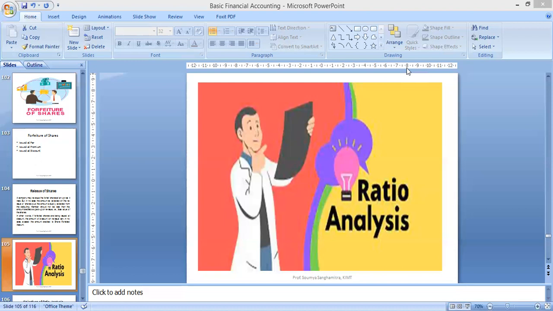Ratio analysis is used for analyzing and interpreting the financial statement. It also helps in the decision making process by providing useful inference. And according to Myers, ratio analysis suggests the study of relationship among the various financial factors in a business.